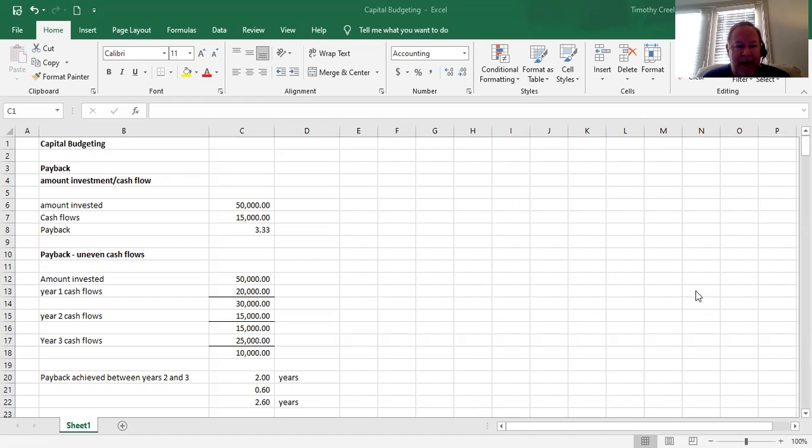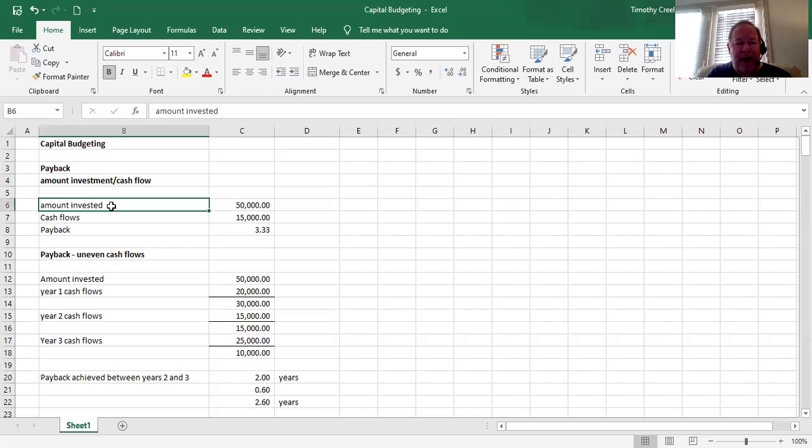Now, payback is basically, if you want to talk about a formula, if you have even cash flows over the life of an asset, it would basically just be the amount invested divided by the cash flows. And the cash flows are typically annual. Typically, we're looking at this in terms of annual cash flows.